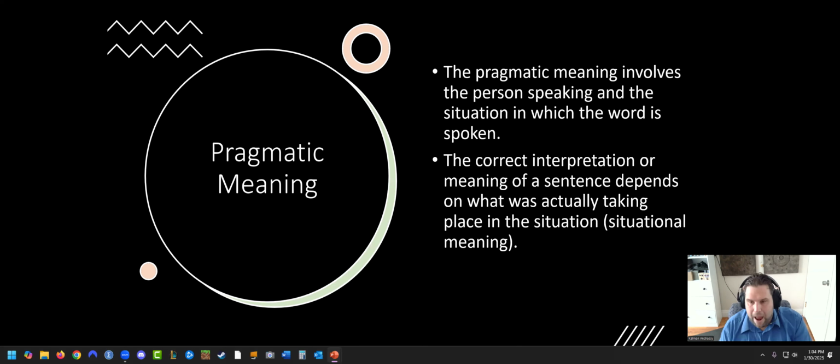And then we have the pragmatic meaning. So the pragmatic meaning involves the person speaking and the situation in which the word is spoken. So the correct interpretation or perhaps the meaning of a sentence might depend entirely on what was taking place in the situation. So the situational meaning. So as I mentioned earlier, in research methods, we have the concept of an operational definition, right? So you take a word like happiness or depression that may have a vague or tenuous syntactic meaning behind it.